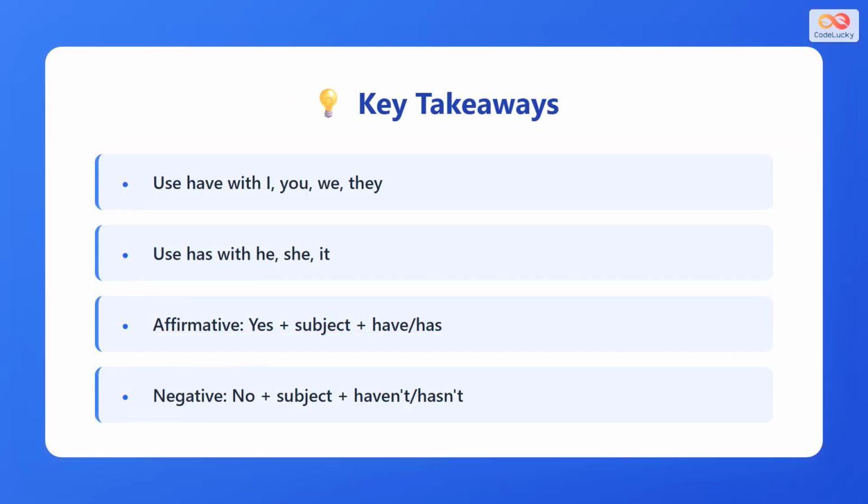Let's review the key points from today's lesson. First, use have with the subjects I, you, we, and they. Second, use has with the subjects he, she, and it. Third, for affirmative short answers, say yes plus the subject plus have or has. Fourth, for negative short answers, say no plus the subject plus haven't or hasn't. Practice these patterns regularly, and they will become natural for you.